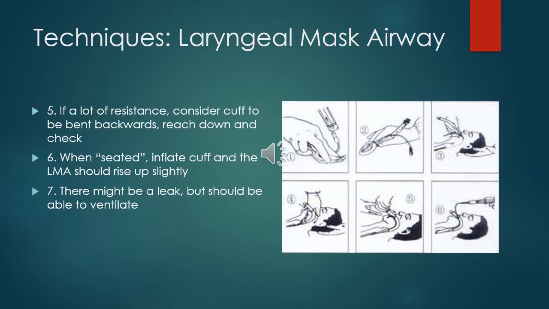For troubleshooting, if you're running into a lot of resistance, then the tip of the LMA has probably flipped backwards. Either pull it out and try again, or try to reach down gently. Do not do so if the patient is semi-conscious, as you are increasing the risk of being bitten. Once it's properly seated, inflate the cuff and it should rise out slightly. Even if there's a leak, you still are likely able to ventilate and oxygenate adequately.